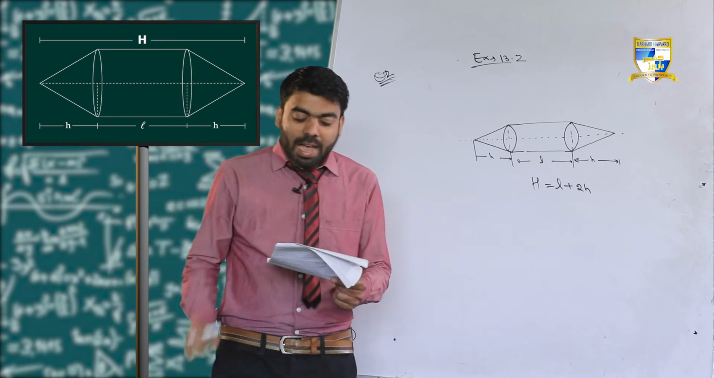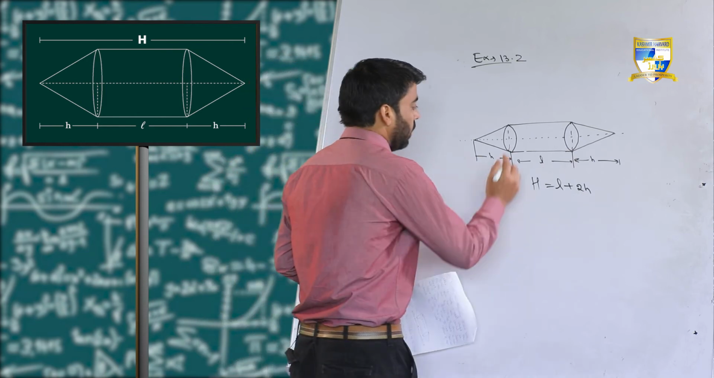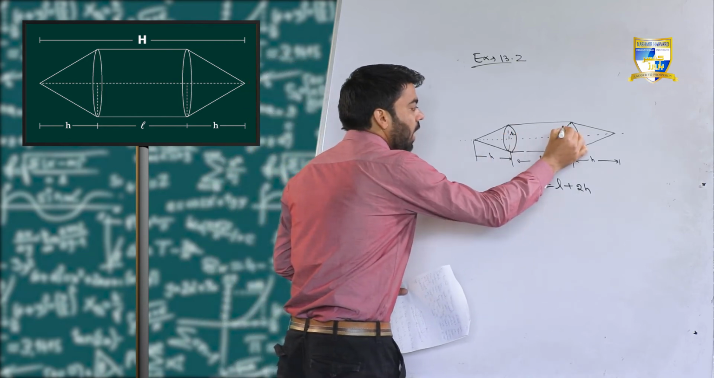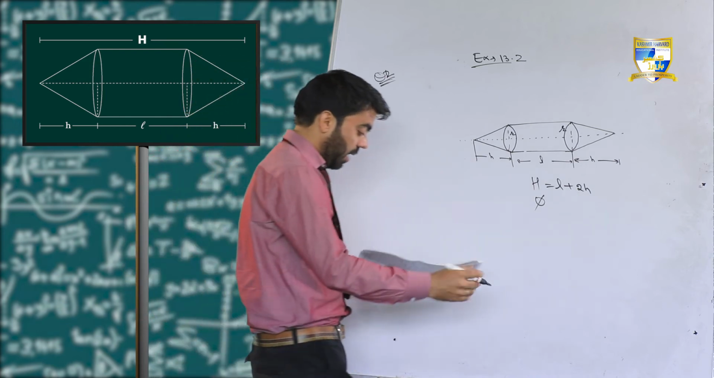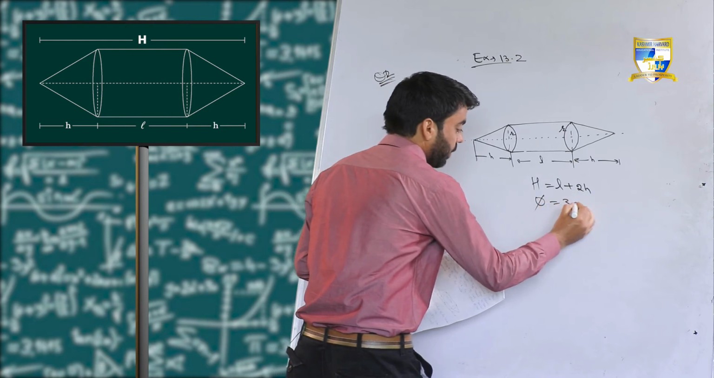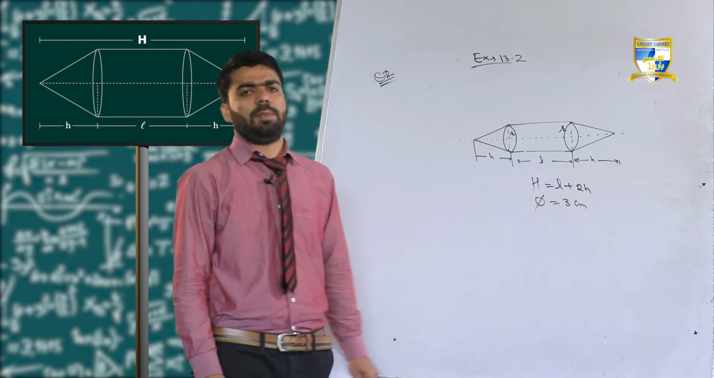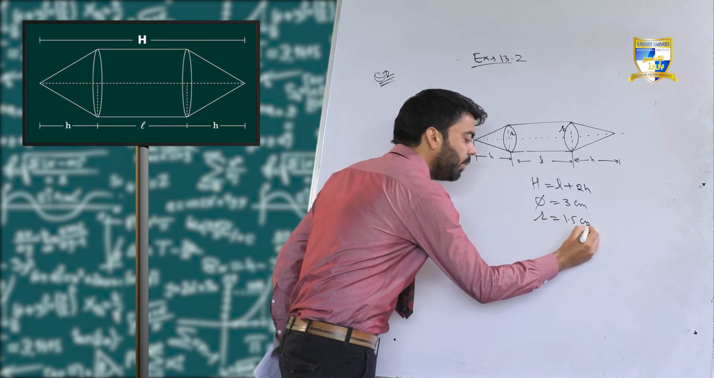Now, the diameter of the model is 3 centimeter. The radius is r here, r here. The diameter is given, that's equal to 3 centimeter. So simple, the r will be equivalent to 1.5 centimeter.